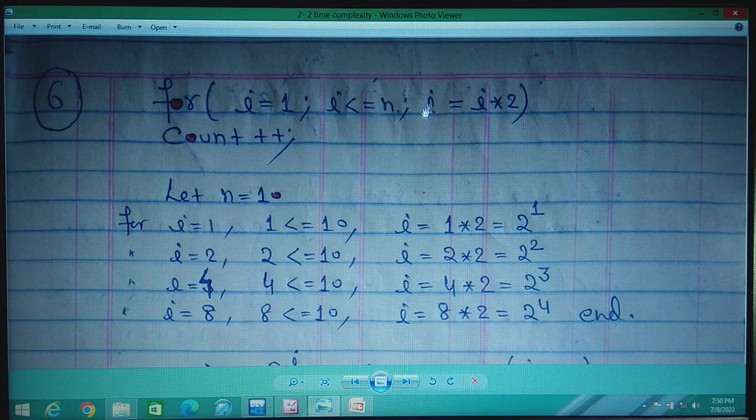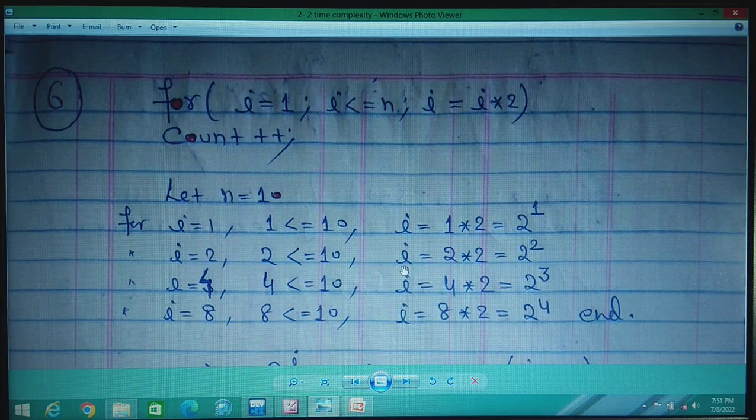It means that this value will be changed. i is equal to 1, and 1 into 2 is equal to 2, we can write 2 to the power 1. Now you can see that i has been changed because we have written i = i * 2. So second time i is equal to 2. Again the compiler will check 2 is less than 10. Yes, so i = 2 into 2 is equal to 4. So we can write 2 to the power 2.